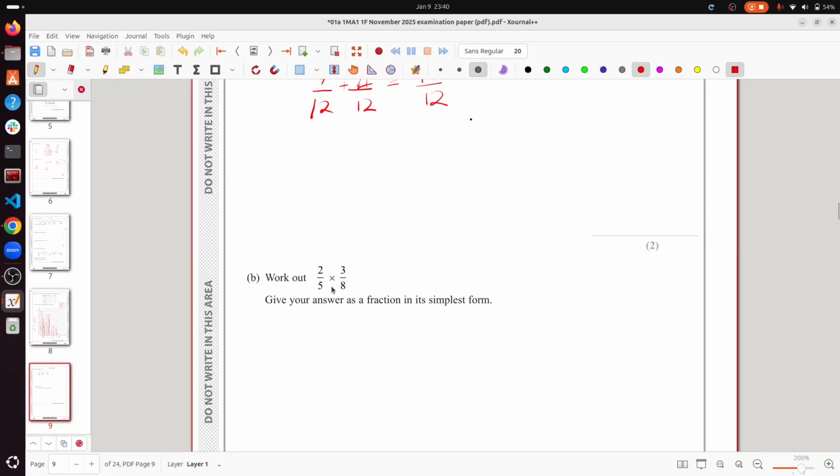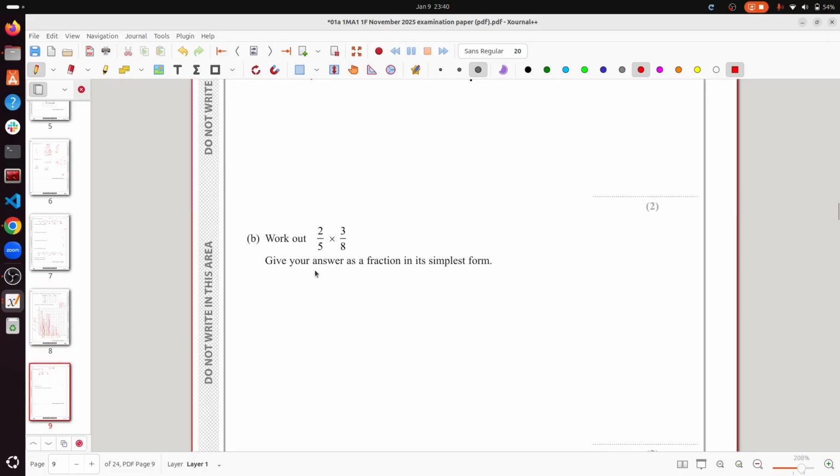Second part of it, work out 2 over 5 times 3 over 8. Give your answer as a fraction in its simplest form.